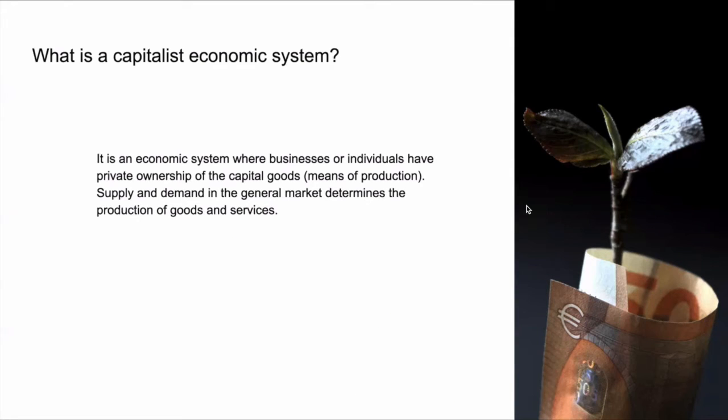Now we're going to talk about capitalism. A capitalist economic system is an economic system where businesses or individuals have private ownership of the capital goods. Supply and demand in the general market determines the production of goods and services.